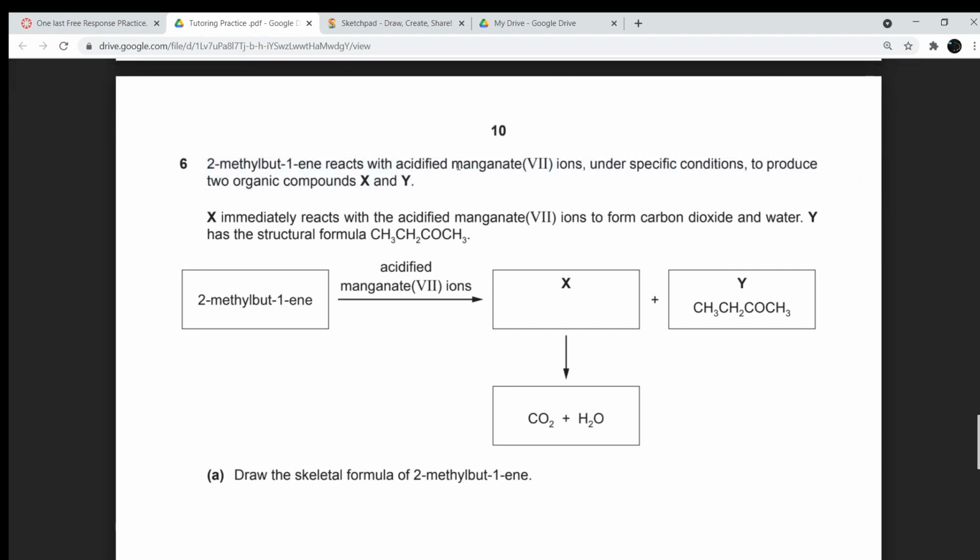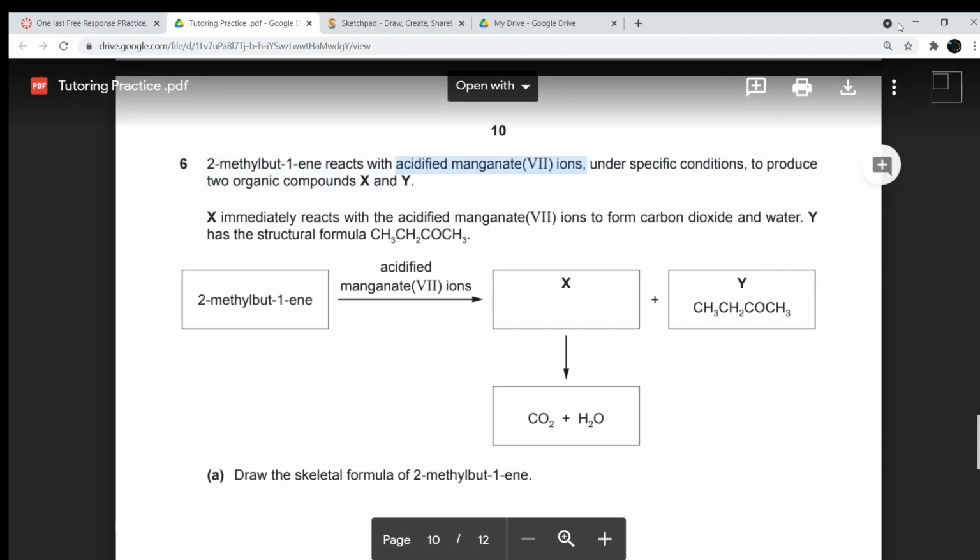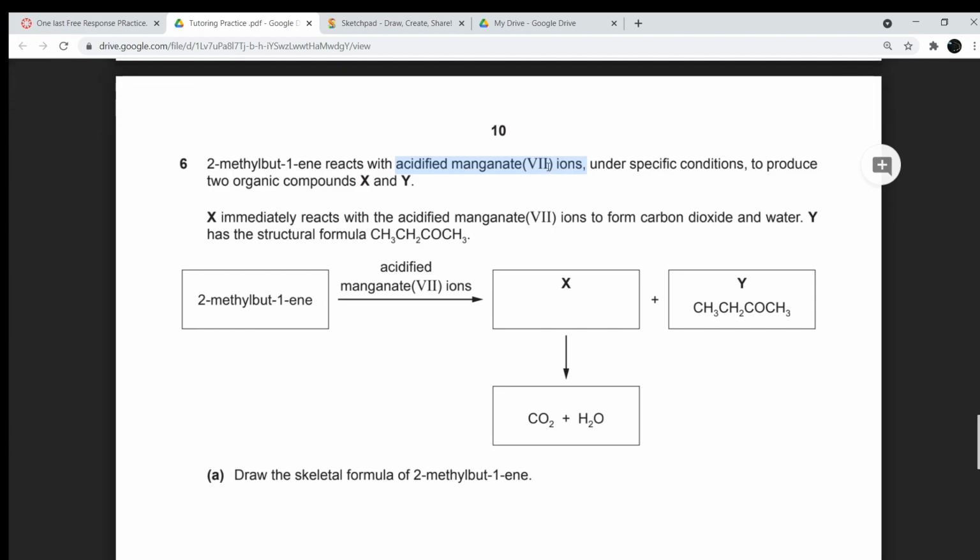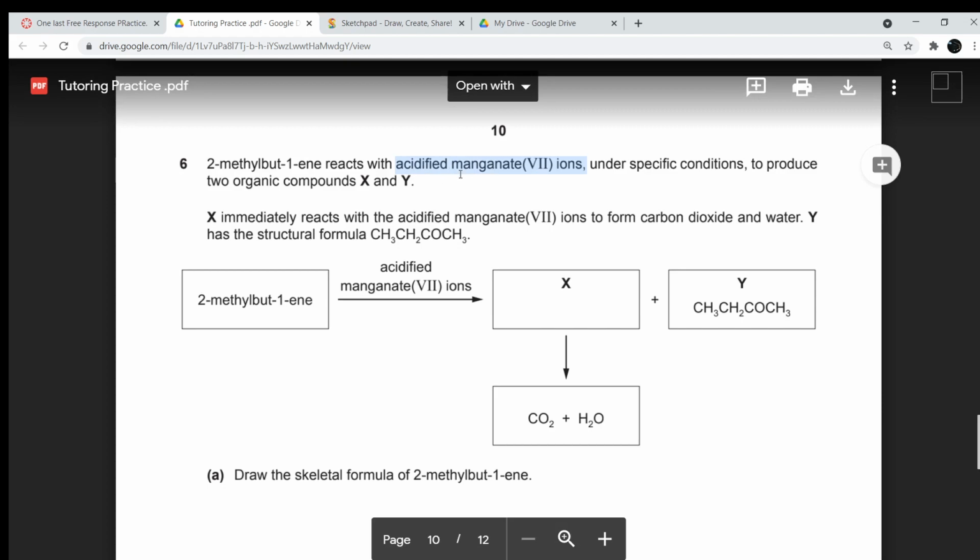2-methyl-but-1-ene reacts with acidified manganate ions. Bam! I'm thinking right away: acidified manganate ions, we've got some oxidation going on here. You can't trick me. You can't tell me that this is not potassium permanganate. I know what you're doing. We're going to have some oxidation here.